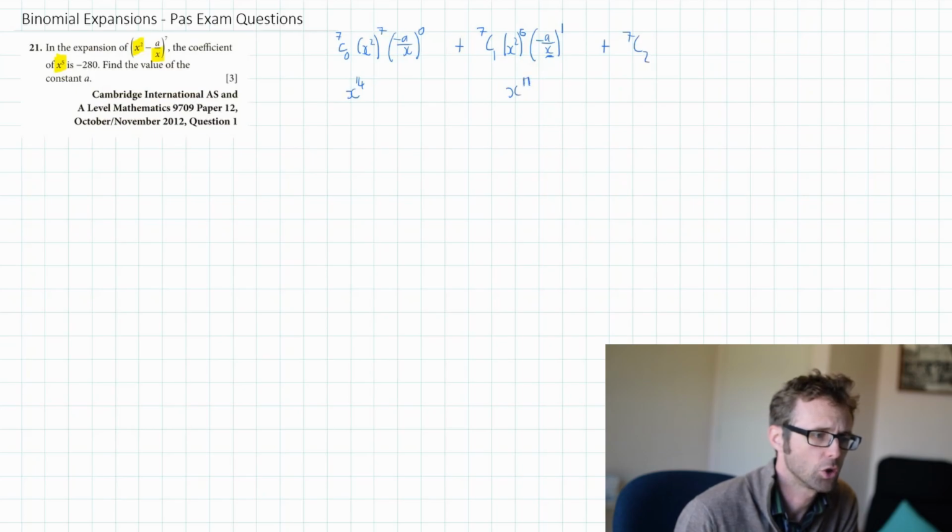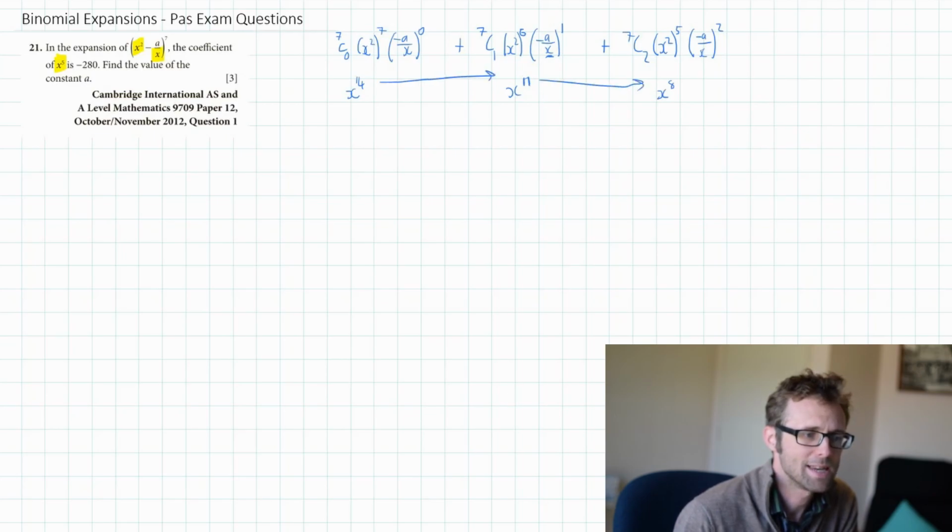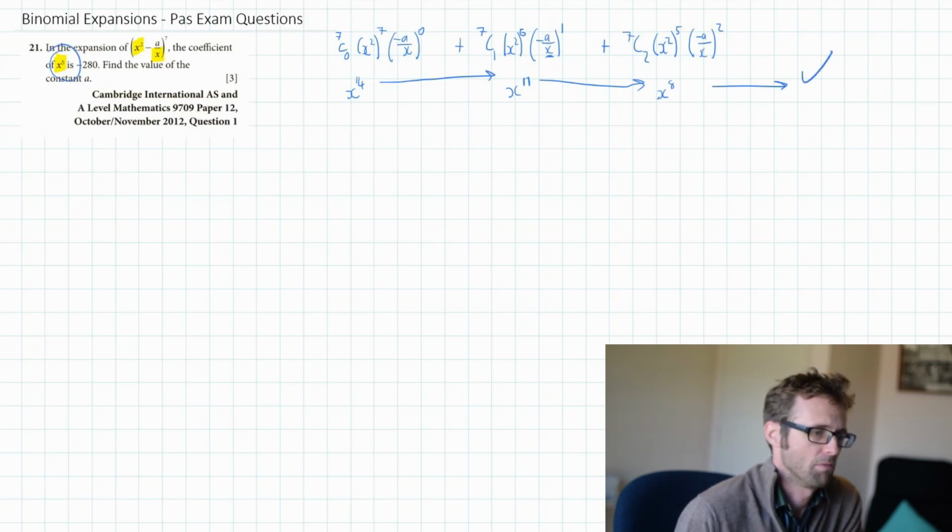7 choose 2, and we'll have x squared to the power of 5, and we're going to multiply that by minus a over x, and this time squared. X squared to the 5 is x to the 8, and then we're going to times that by 1 over x squared. So this should give us an x to the power of 8 term, and I hope you can see that we're going down 3 powers at once. So our next term is going to give us this x to the 5. So now we're ready to go.